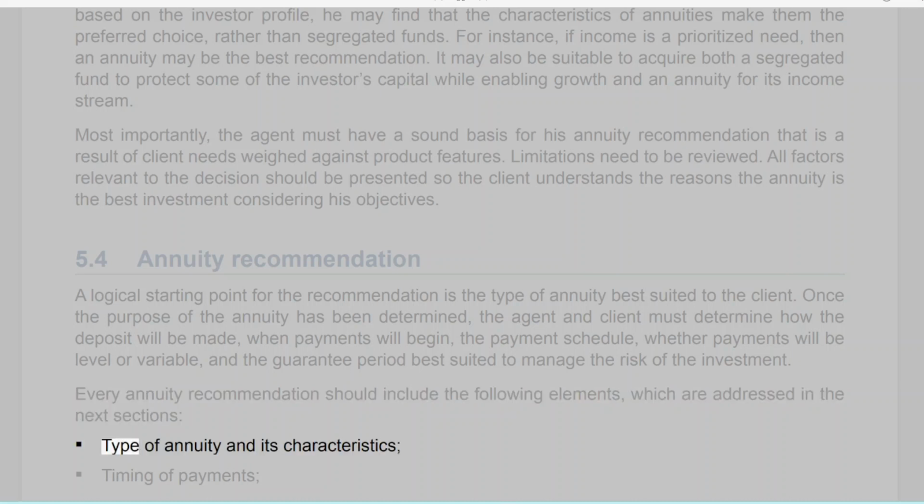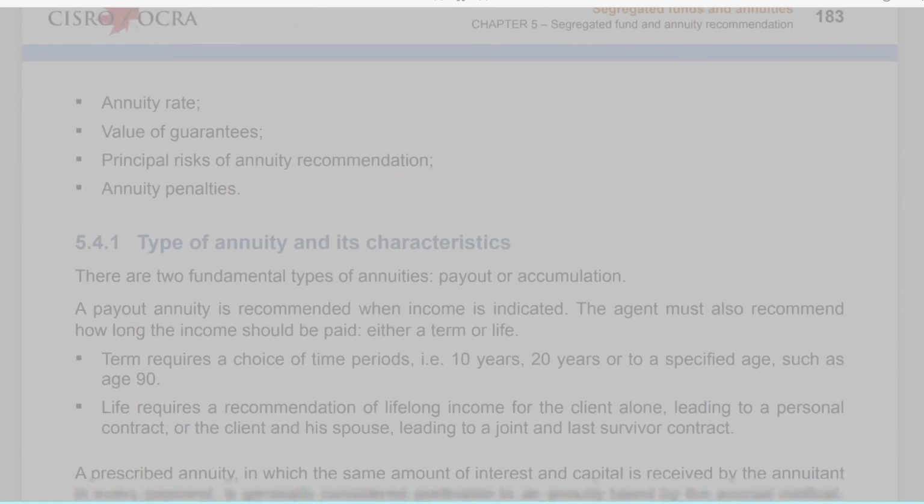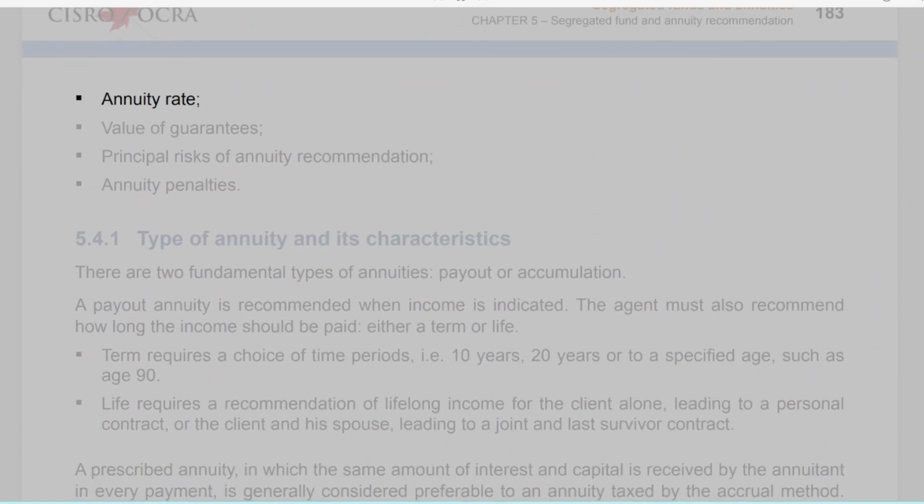Type of annuity and its characteristics. Timing of payments. Annuity rate. Value of guarantees. Principal risks of annuity recommendation. Annuity penalties.